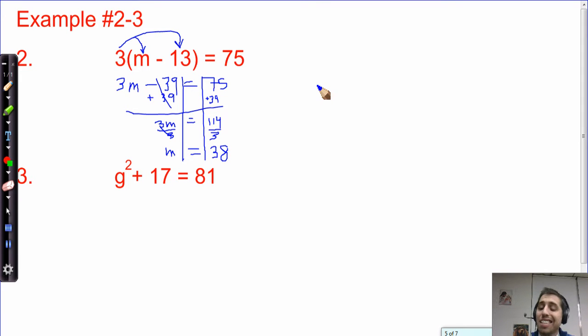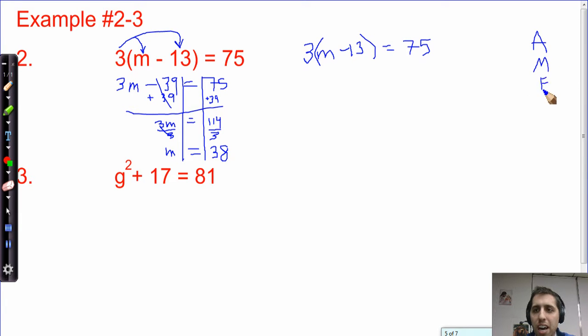Now, let's say you didn't see the distributive property. I'm going to expect you to write these both ways in your notes, by the way. If you didn't see the distributive property, you could still solve it by following Meg. She's just that good. You would say 3 times the difference of m and 13 is equal to 75. Meg says undo grouping symbols last. So m minus 13 is in a grouping symbol, so we'll leave that for the end. Instead, let's undo multiplication by 3 first. Divide both sides by 3.